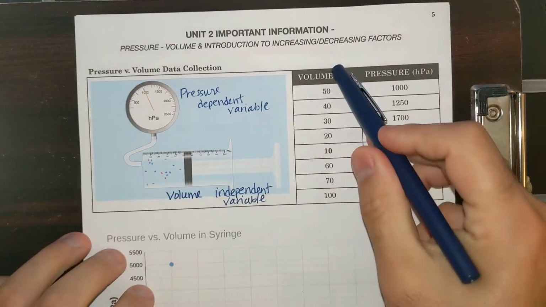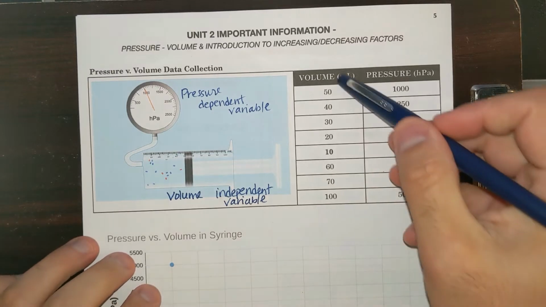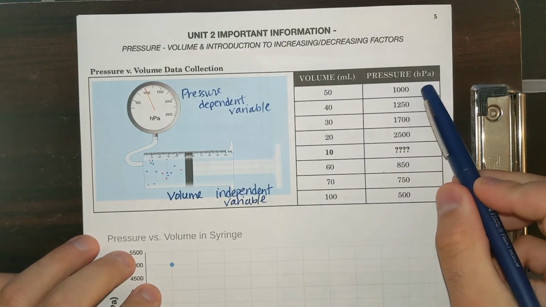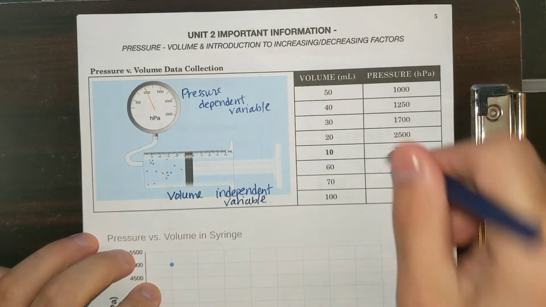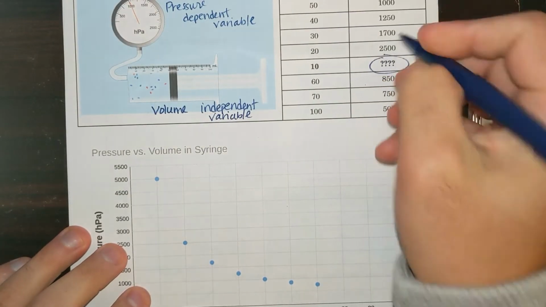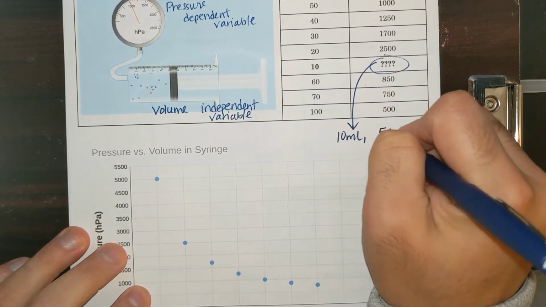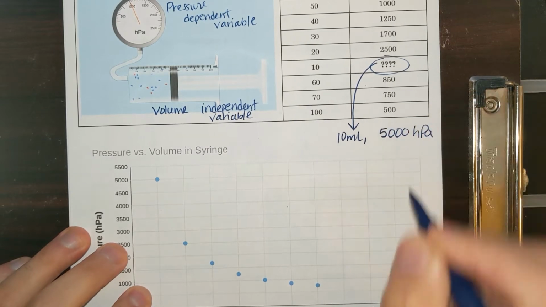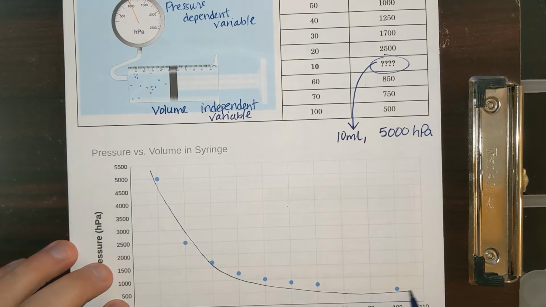Okay, and so here was some sample data that was collected, and you could see, or a lot of you saw, that as you increased the volume, the pressure got lower, but as you decreased the volume, the pressure got higher. And then I asked you to get the pressure at 10 milliliters. And so I'm going to tell you what I told you, that at 10 milliliters, the pressure was the highest at about 5,000 HPa. And HPa was a unit of pressure. And here is the graph that you constructed.